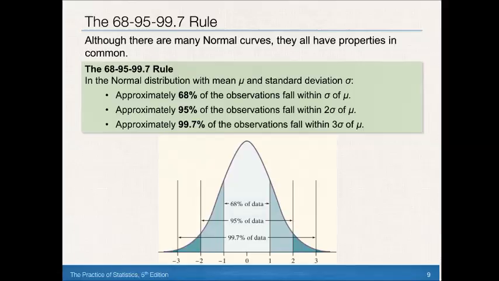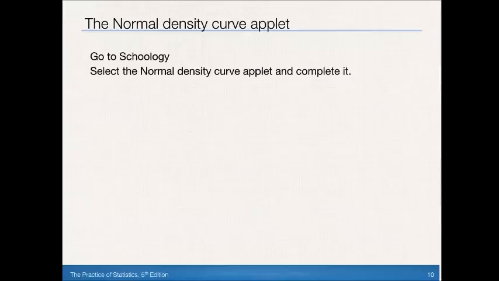So that's why earlier I said that we don't much go past 4 standard deviations, just because there's not much data in a normally distributed data set. So that's kind of interesting. Now at this time you can take a look at the normal density curve applet. If you go to Schoology, you select the normal density curve applet and complete it. It gives you a feel for how that works. You can pause this video, go do that, and come back, or even possibly do it later.